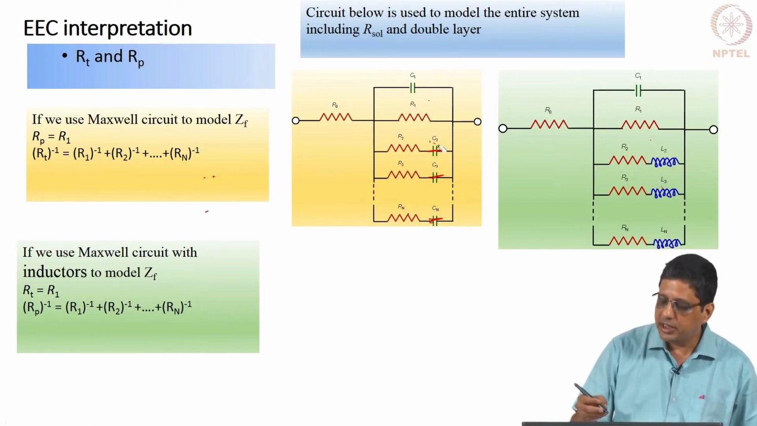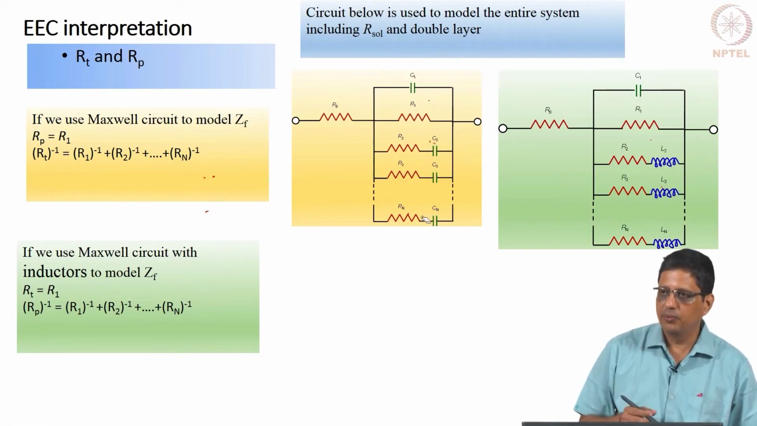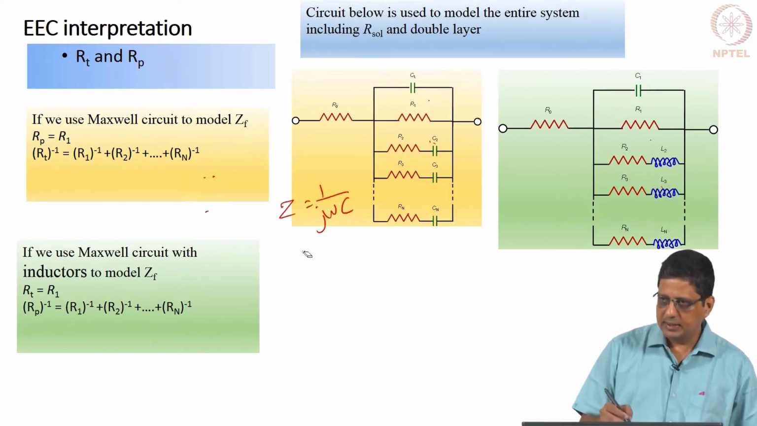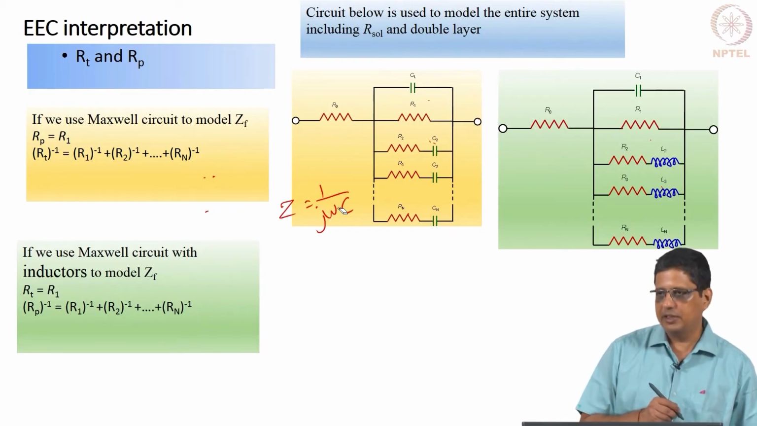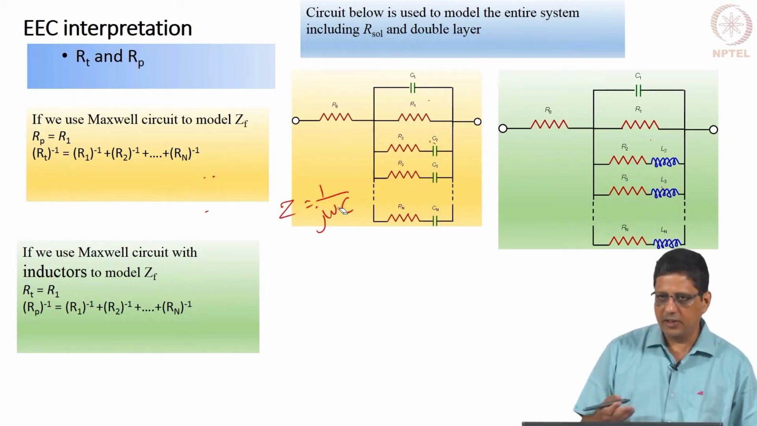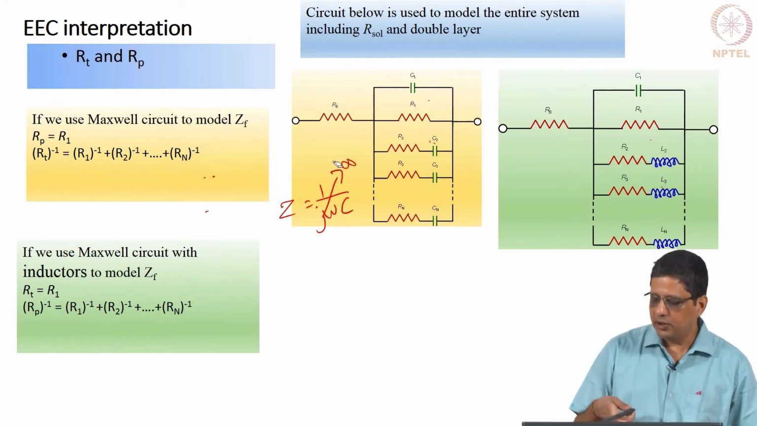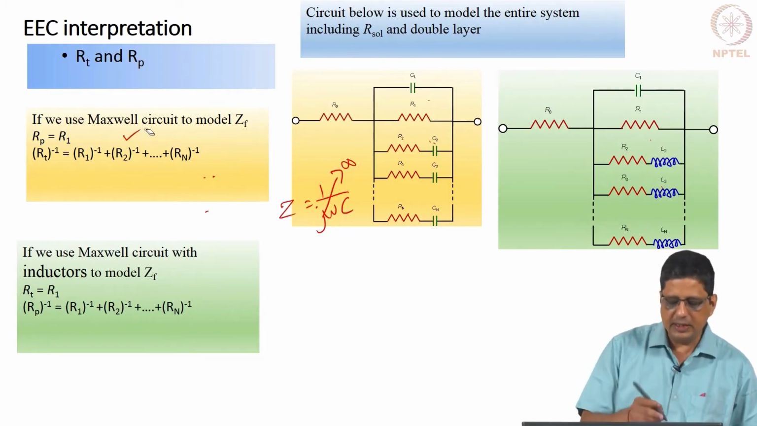Now, I have not mentioned anything about the capacitance being positive or negative. The impedance of a capacitor is 1 by j omega c. When omega tends to 0, regardless of the value of c, whether it is positive 10 millifarad or minus 10 millifarad, this will go to infinity. So, I can use a positive value or a negative value, it does not matter. This relationship is still valid.